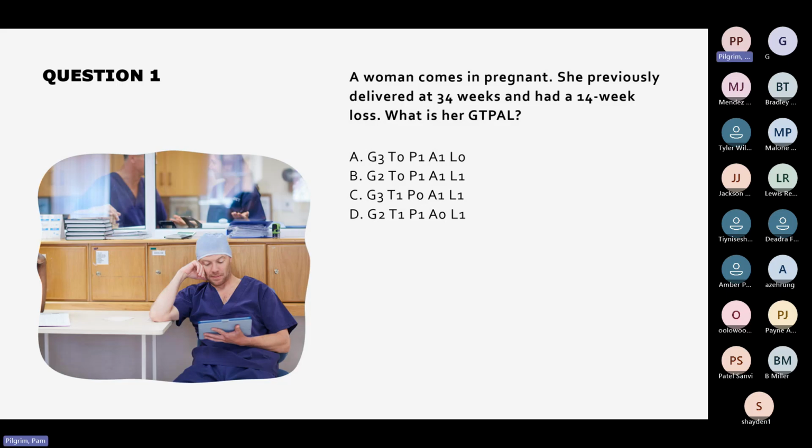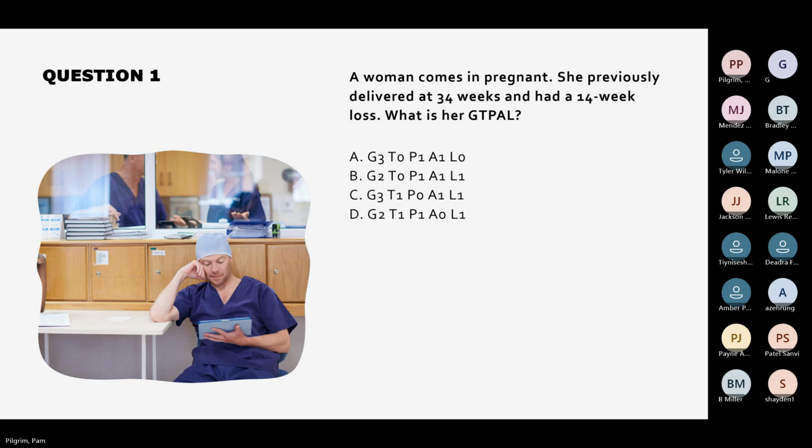Remember that GTPAL stands for gravida, term, preterm, abortion, and living. Gravida is anytime a woman becomes pregnant, including her current pregnancy. Term means that they've made it to a 36-week gestation. Preterm is any delivery between 20 and 36 weeks, 6 days. And then the abortion is anything before 20 weeks.